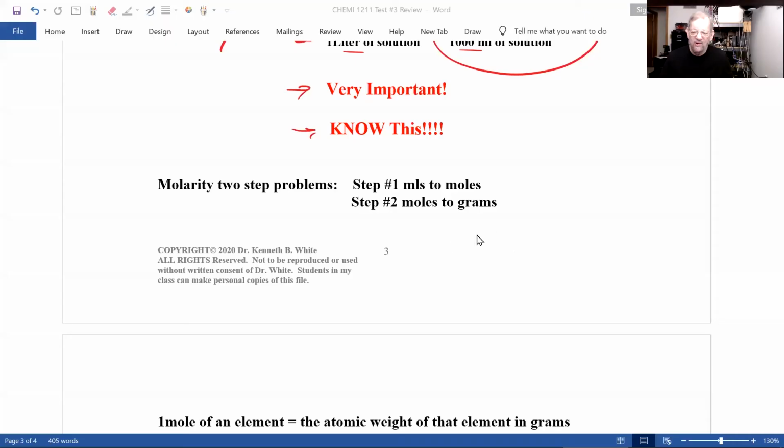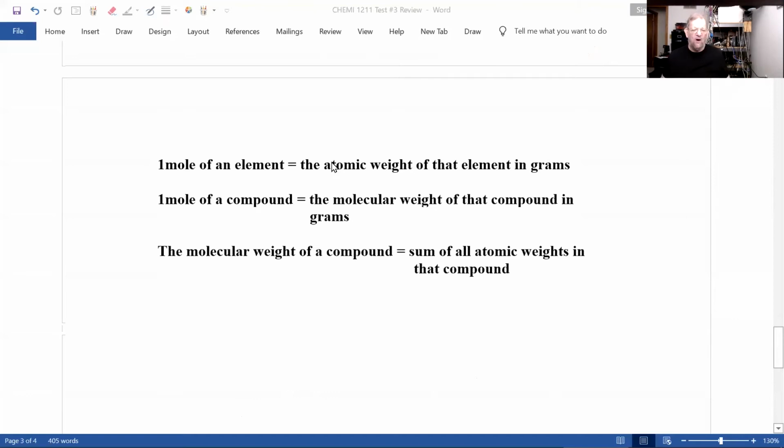And we talk about one of the types of problems, which I will give you, a two-step molarity problem. Step 1, you go from milliliters to moles, and step 2, you go from moles to grams. Now, just a reminder, 1 mole of an element equals the atomic weight of the element in grams. 1 mole of a compound equals the molecular weight of that compound in grams, and the molecular weight of a compound is the sum of all atomic weights. And that's the review.